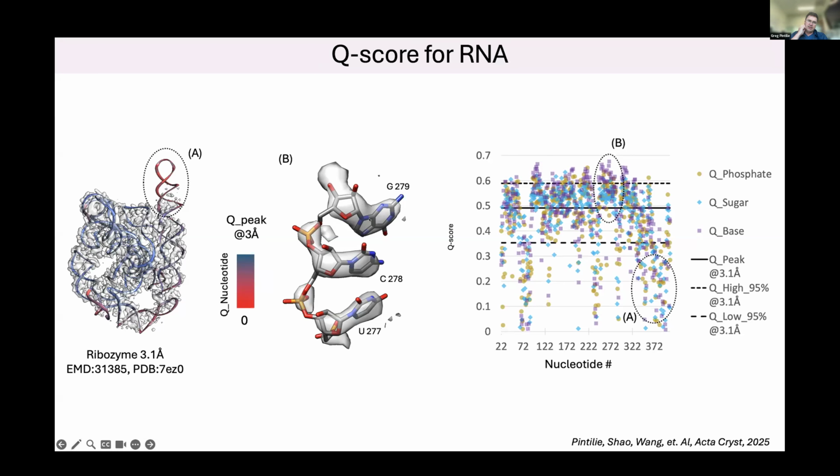So the reason this is useful is just as a visual tool. If you want to interpret your map and model, it can guide you to say, okay, this part of the model maybe I'm not so sure of. Maybe it's flexible. Whereas this part of the model where the Q-score is high, I can have higher confidence in the model.